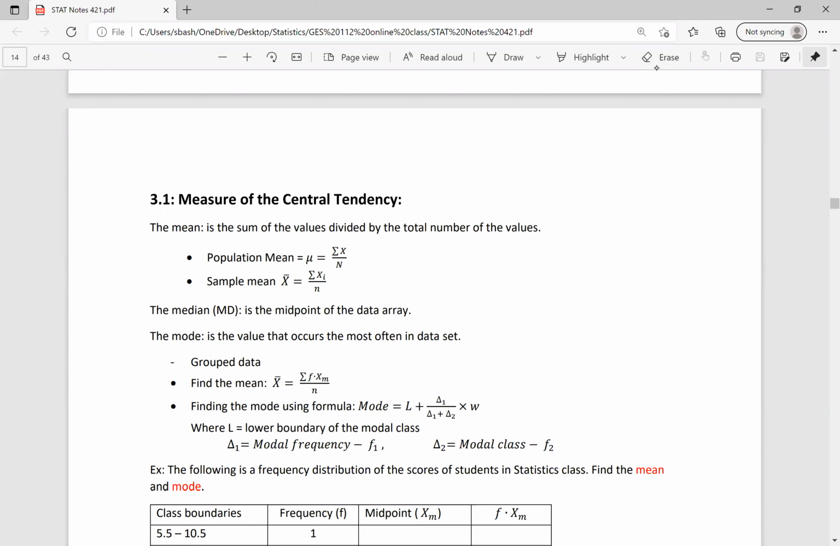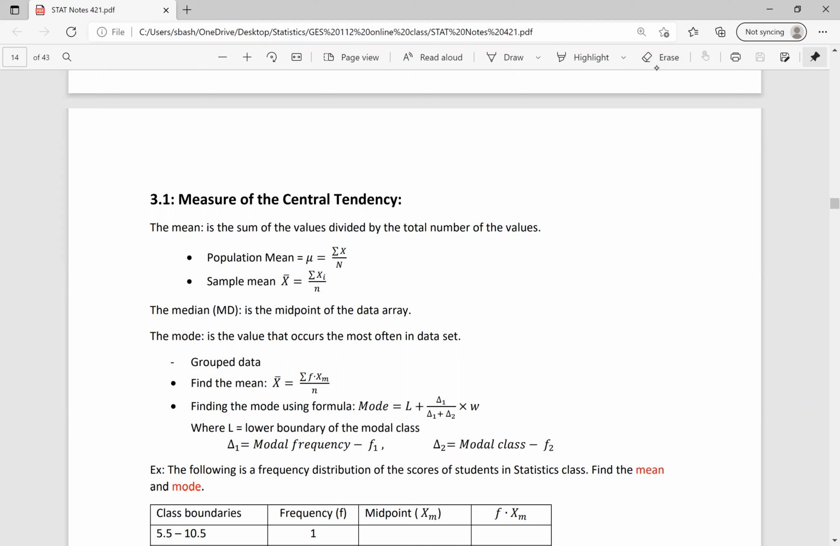In the last part, we spoke about the measures of central tendency, which are the mean, median, and the mode for any group data. And we said that the mean is the sum of all the values divided by the number of the values, while the median is the midpoint of the data array, in which we need to arrange the data ascending or descending, then choose the middle value. And the mode is the value that occurs the most often in the data set.